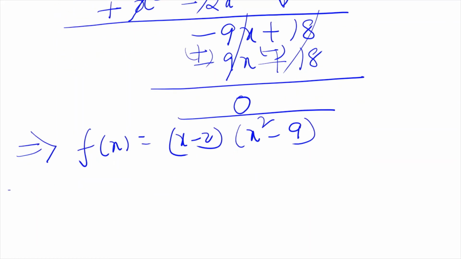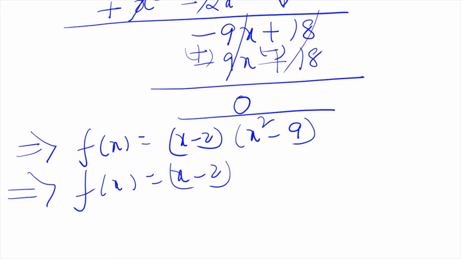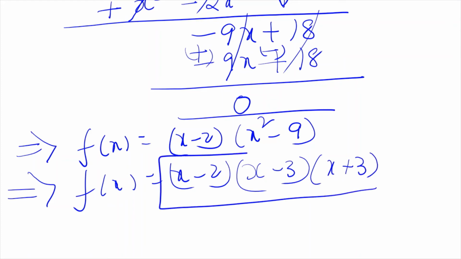Okay, so now f(x) is equal to x minus 2 into, this is of the form a square minus b square, so 9 is 3 square, so x minus 3, x plus 3. So these are the factors. Okay, is that clear, children? Okay, children, now you understood. So now I will give you similar 3 questions for homework.